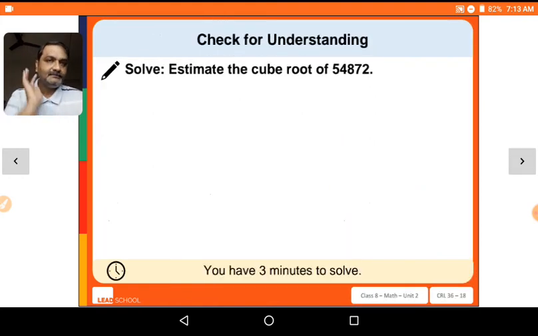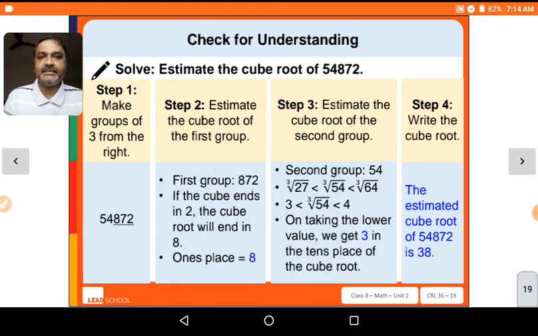Next one, another example. For the first example, you have to write down today the steps of how to estimate the cube root of 19,683. Then we go for another example: estimate the cube root of 54872. So that is step number 1: make groups of 3 from the right.